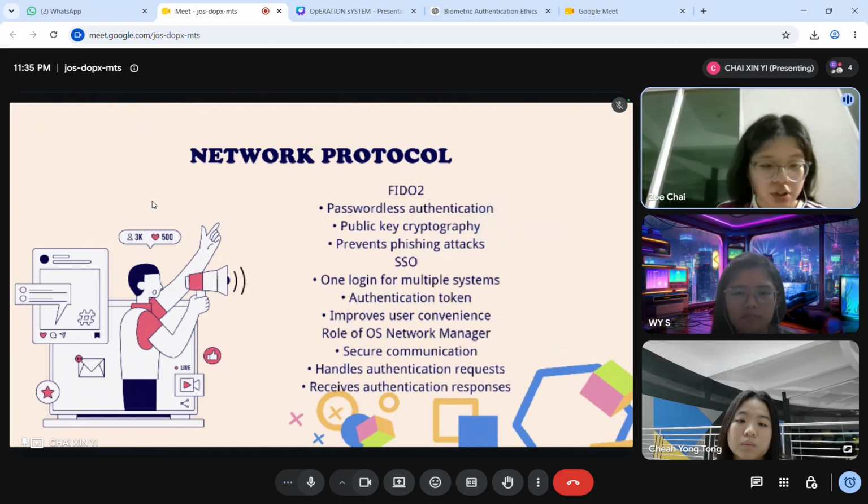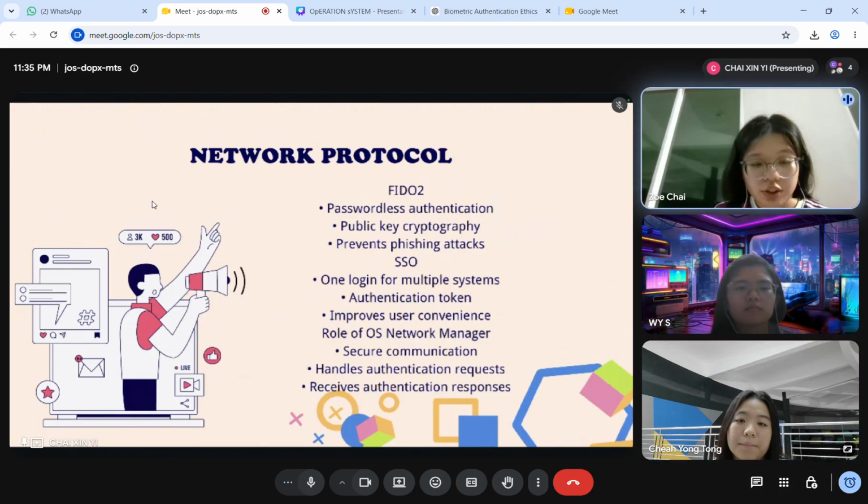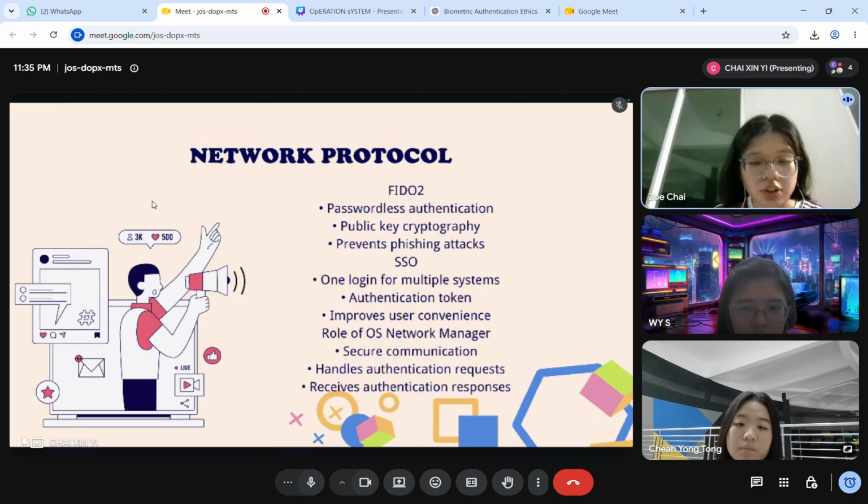In addition, now I'm going to explain about the network protocols, which is the FIDOs and also the single sign-on. So the FIDO will provide the passwordless authentication using the public keys cryptographies, while the SSO will allow the users to access to multiple applications with a single login. And the OS network managers will establish the secure communications between channels and handles the authentication request and also the response.